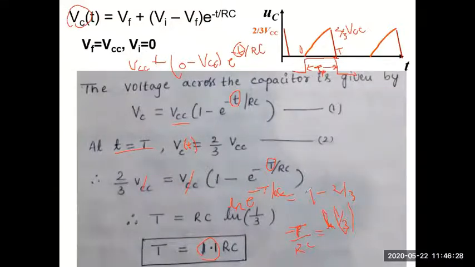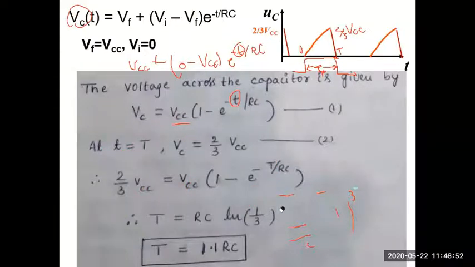Why? Because I have RC on my left hand side. I have T by RC. That negative sign we will neglect. So you will get T is equal to RC into ln of 1 by 3, which turns out to be 1.1 RC. Okay. So this is the final expression, and this is how we derive.